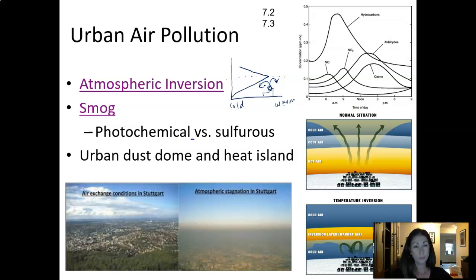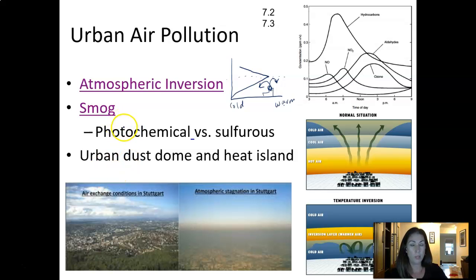And this picture down here shows what happens when you have this inversion layer that forms, that here's maybe where wind came through and broke up an inversion layer, and here's all that smog that might form with an inversion layer. Now, one of the key components that adds to this pollution within this atmospheric inversion layer is smog. Now we have a couple different types of smog.